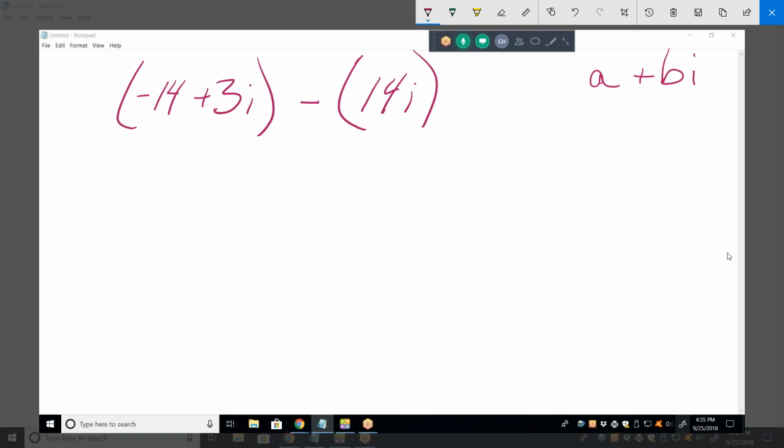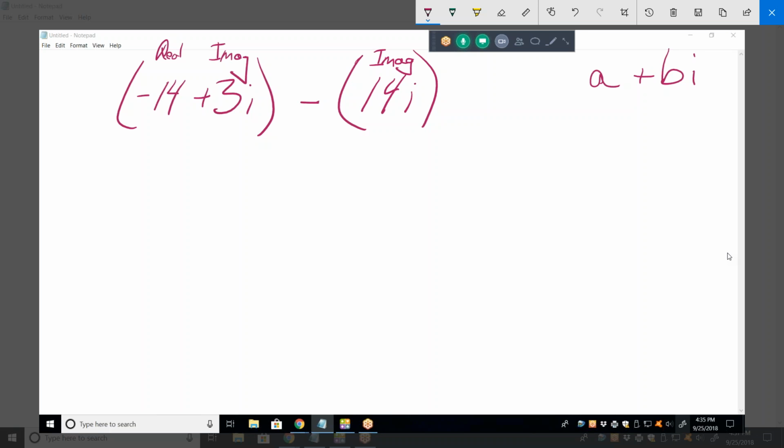You add the real parts. This is real. This is imaginary. Is 14i real or imaginary? Imaginary. Okay. Now operate on the reals. The real part on the right side is actually 0. In other words, a is 0 on this 14i.